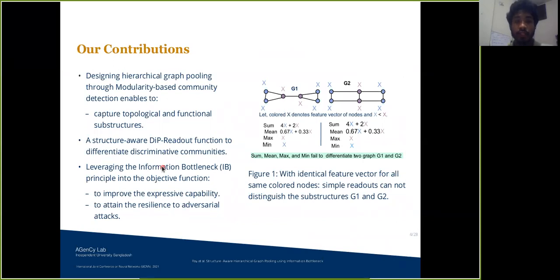Therefore, we introduce a hierarchical graph pooling method through modularity-based community detection to capture topological and functional substructures. In this figure, we can see that simple readout functions such as sum, mean, and max fail to differentiate two substructures G1 and G2 with identical features. That's why we designed a structure-aware deep readout function to differentiate discriminative community structures. And we leverage the information bottleneck principle in the objective function to improve the expressive capability of pooling methods and to add resilience to adversarial attack.